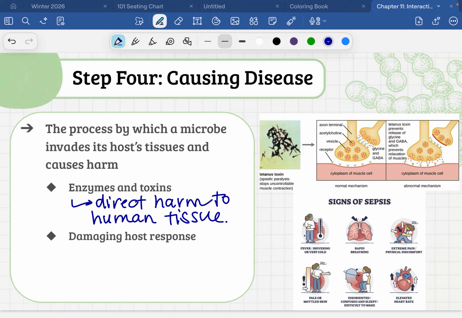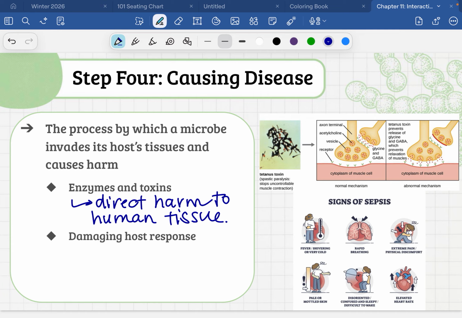Streptococcus pyogenes is also capable of doing something called necrotizing fasciitis, which means that it chews through all of the skin on the outside of your body. Okay? It's producing a toxin. It's basically a poison. Or it can produce enzymes that chew through all different kinds of stuff. But these enzymes or toxins are substances that directly harm the human host.